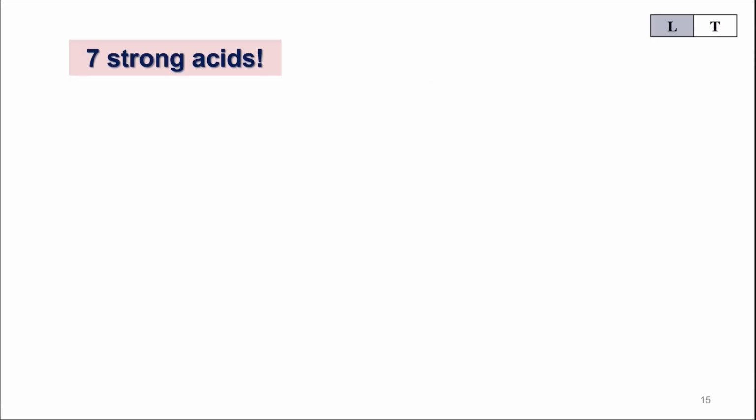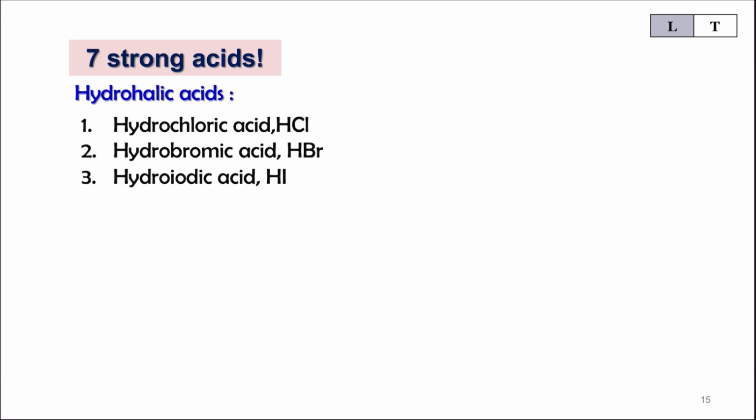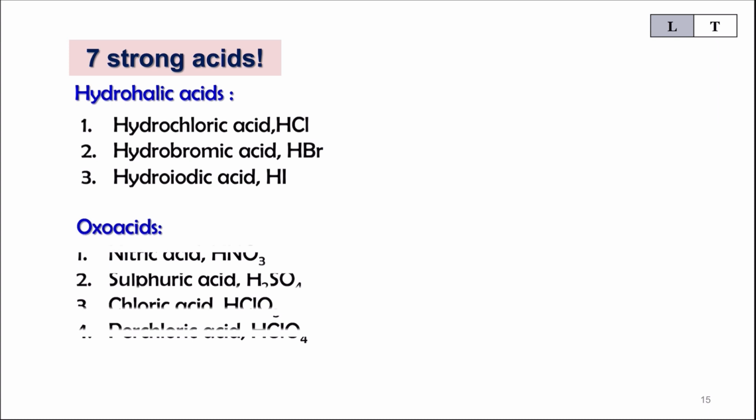So contoh strong acid kita ada 7. Okay, untuk silibus awak 7 yang awak kena tahu. Yang pertama bahagian hydrohalic acids. The common one ada 3 yang awak biasa nampak, HCl, HBr dan HI. And then the next one oxo acid yang biasa awak nampak iaitu nitric acid, sulfuric acid, chloric acid dan perchloric acid. So ini 7 awak kena tahu.